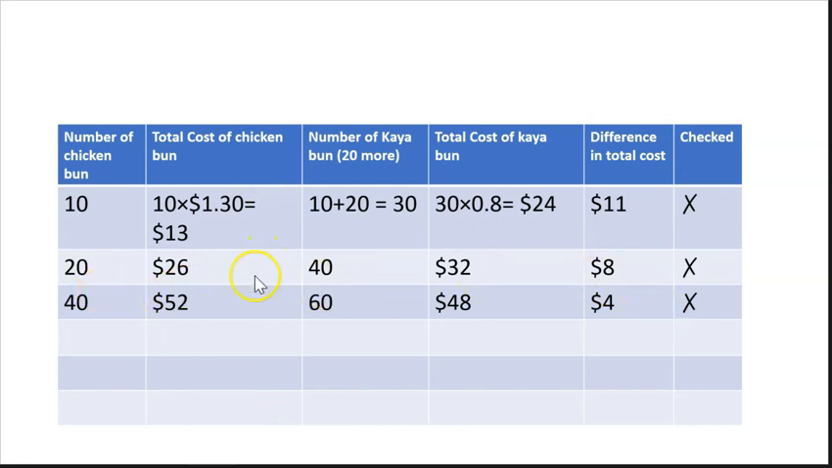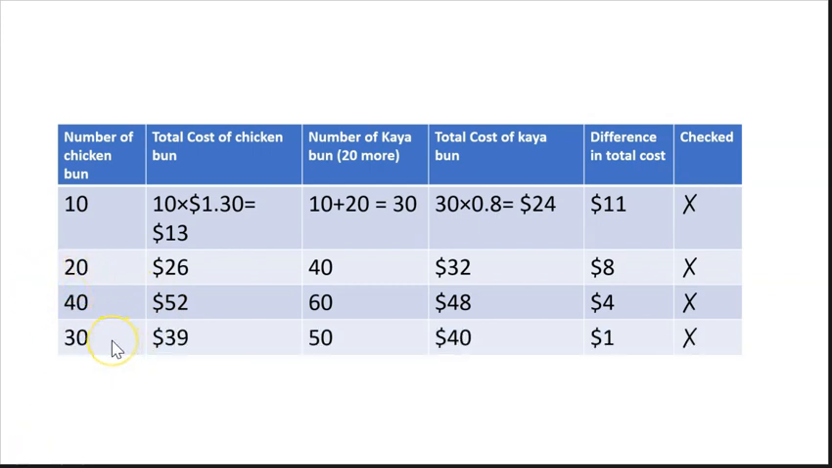For the first two guesses, the total cost of chicken bun is lesser than the total cost of kaya bun. But that is not the case when the number of chicken buns is 40. The total cost of chicken bun is now more than the total cost of kaya bun. So my next guess will be between 20 and 40. So the next guess is 30.